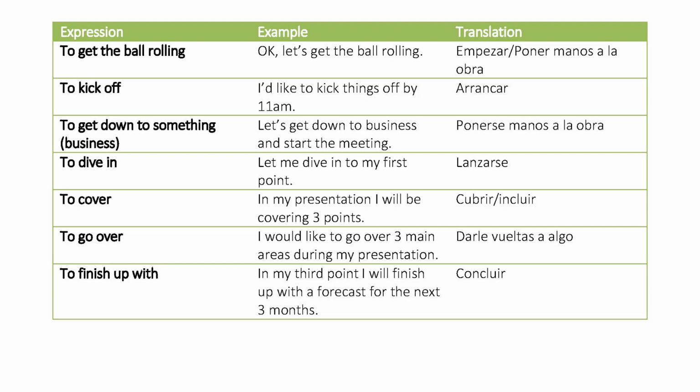Next one, to go over. All right, I would like to go over 3 main areas during my presentation. Go over. So go finishes with O, and over begins with O, so it's one link. Go over. Okay, so the 2 O's merge to form one O, and there's a smooth transition between go and over. It's not go over, it's go over. So, go over something to me is darle vueltas a algo, okay?